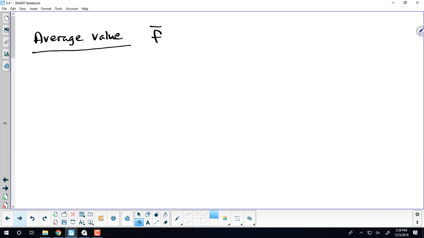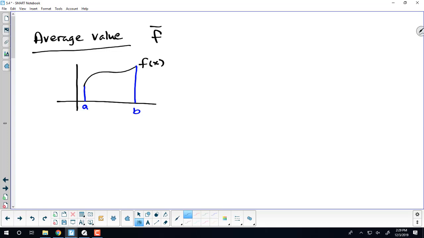The next idea is the average value of a function. So if I have a function, if this is my function f of x, and I want to know, maybe that's a mountain ridge, on average, how tall is that mountain? Or on average, what value does this function take from A to B? There's infinitely many y values there, but we can actually say on average this is what the y values are.